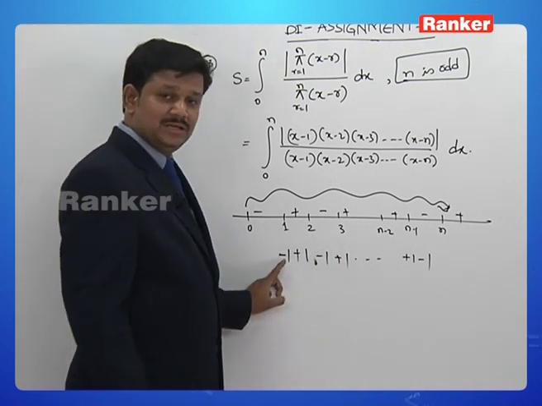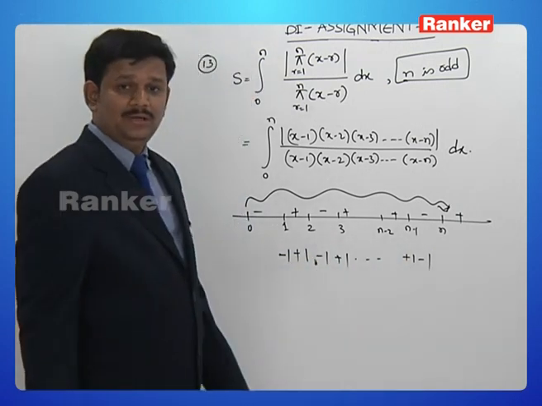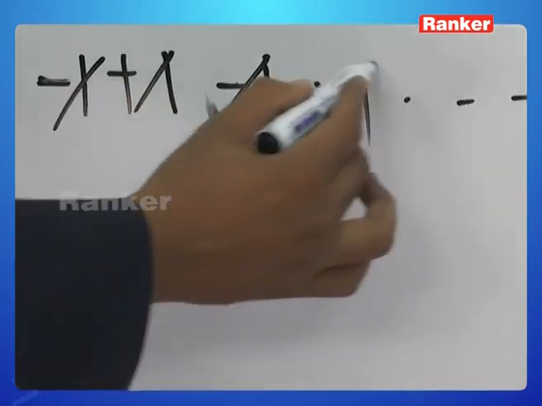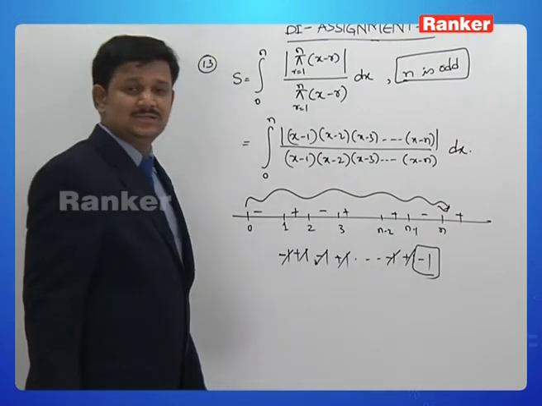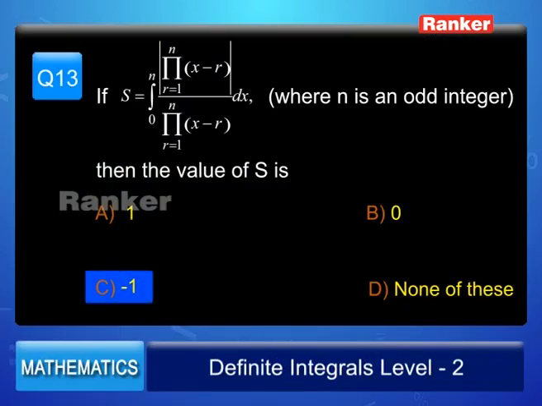So, we start with minus 1 and we also end with minus 1, and every alternate term gets cancelled and we will be left with minus 1. Answer is minus 1, which is option 3.